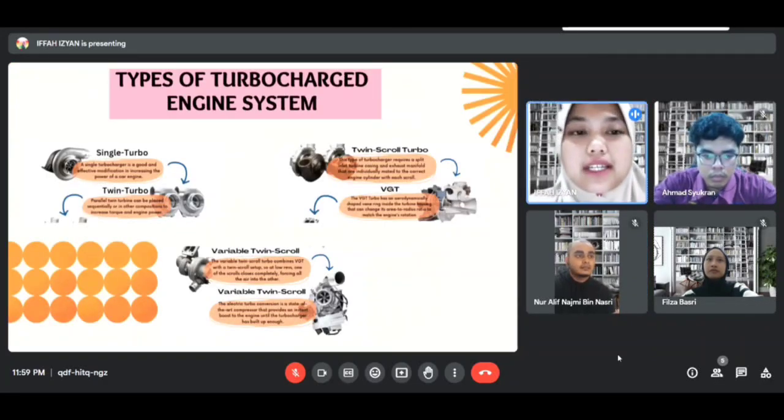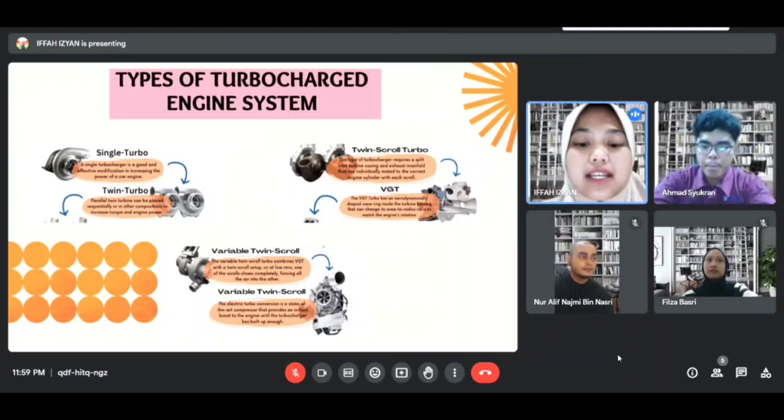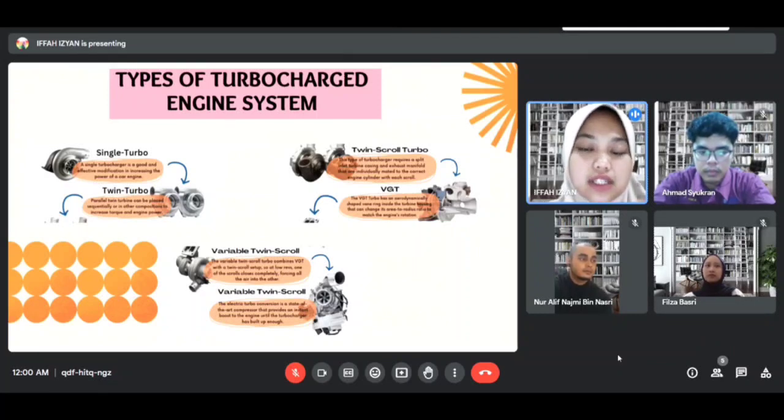So here I would like to explain about the types of turbocharged engine systems. First is the single turbo. A single turbo offers excellent variability and is very effective in increasing car engine power. This type of turbo is relatively easy to install, and the addition of a single turbocharger gives the same ability as a larger, heavier, naturally aspirated machine to improve performance.